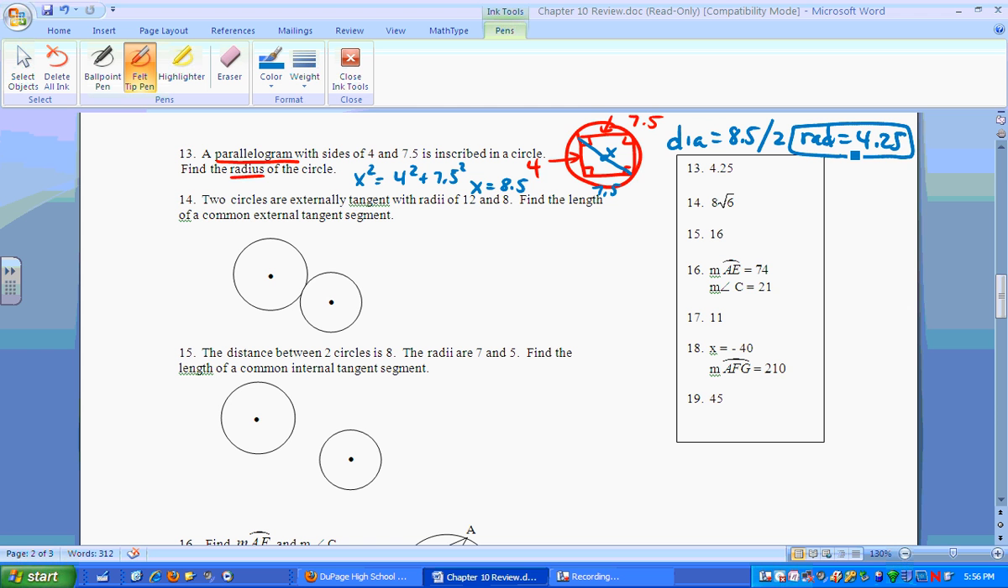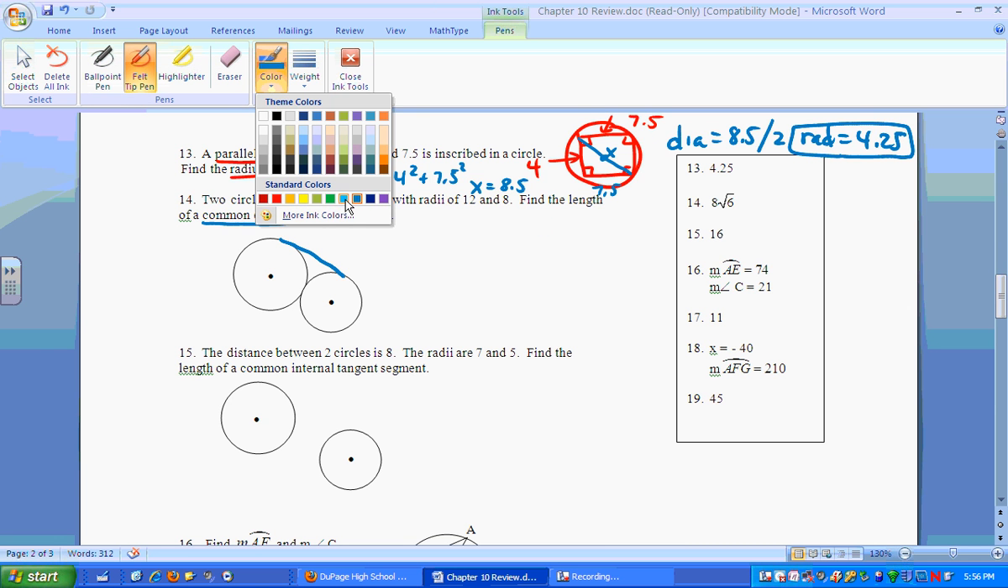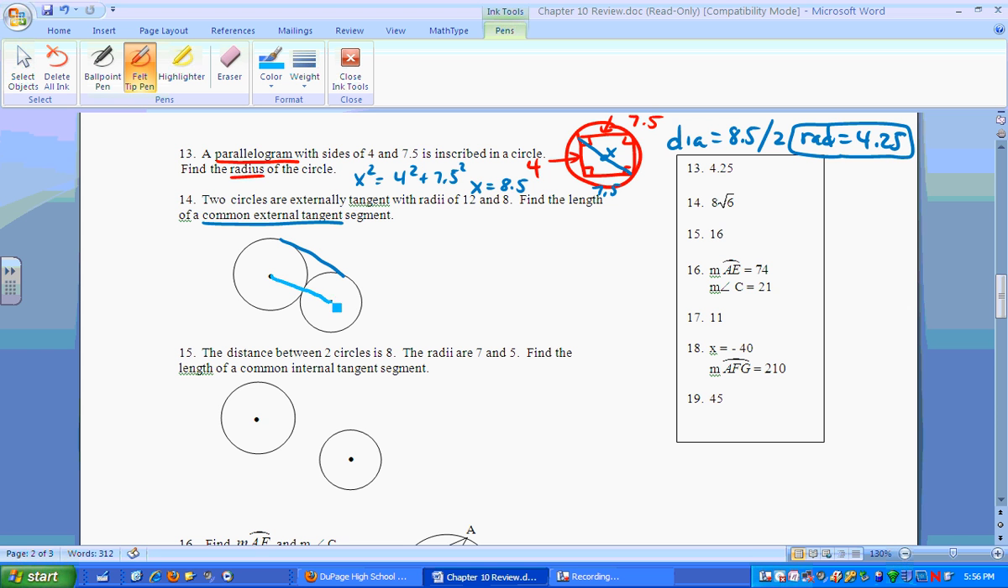Number 14, now we're starting to get into the 10.4 stuff, which is two circles are externally tangent, and you're finding a common externally tangent. Well, if the two circles are externally tangent, that means they're just touching each other. One radius is 12, one radius is 8. So we need to find this blue chord right here, which is the common external tangent. So what you do is you draw a line connecting the center of the two circles. They don't give that to you, but you do notice that this is 12 and this is 8, so the whole thing ends up being 20.